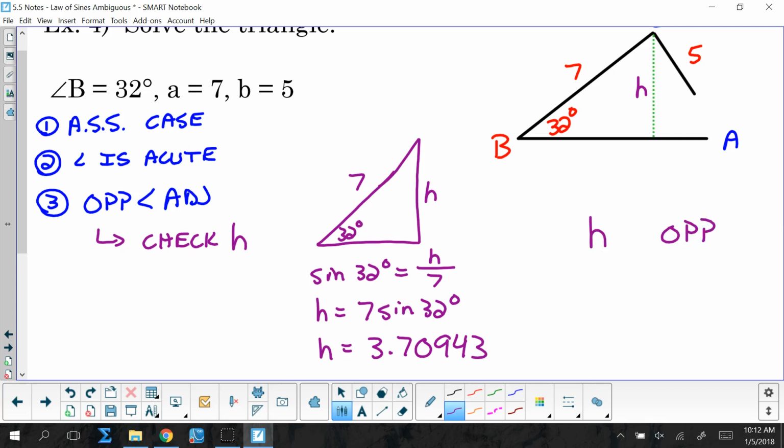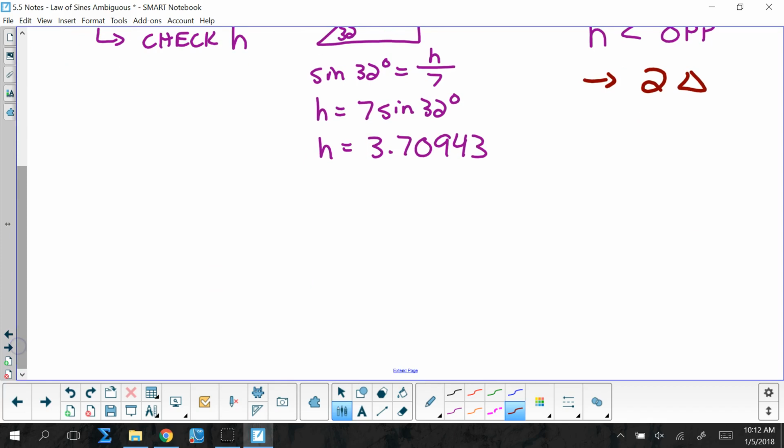Which one is bigger? The opposite side is bigger. So how many triangles do we get? 2 triangles. All right, so now we have 2 triangles. Let's work the first one, then we'll work the second one.